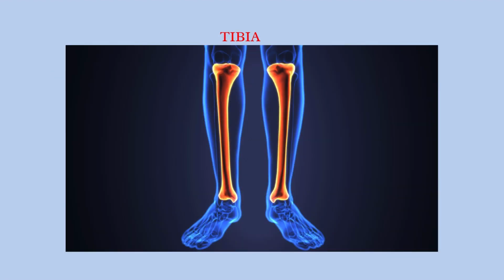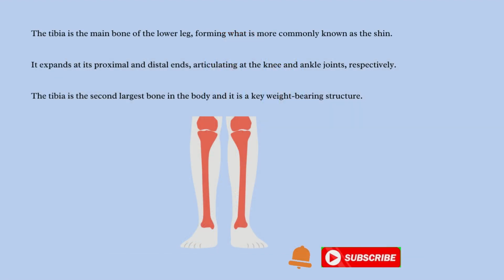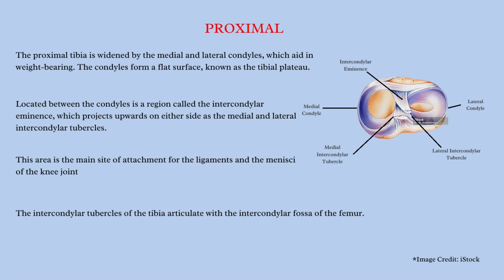Next, we are going to talk about the tibia. The tibia is the main bone of the lower leg, forming what is more commonly known as the shin. It expands at the proximal and distal ends, articulating at the knee and ankle joints respectively. The tibia is the second largest bone in the body and it is a key weight bearing structure. The proximal tibia is widened by the medial and lateral condyles, which aid in weight bearing. The condyles form a flat surface known as the tibial plateau.